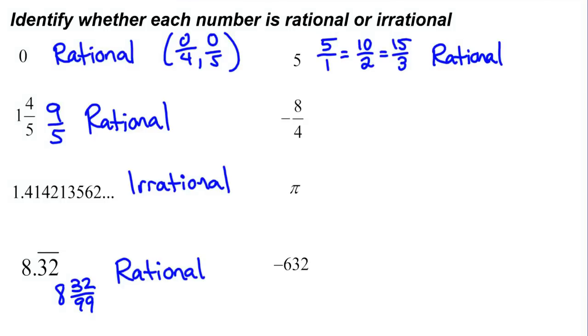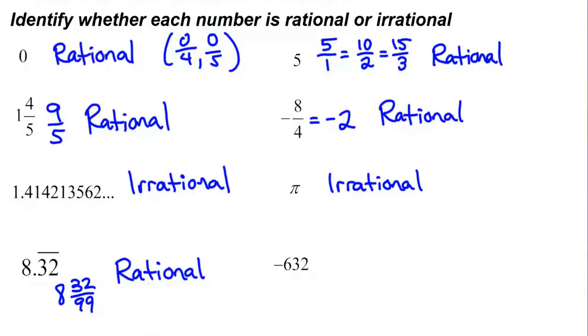Negative 8 fourths. Well, that's already written as a fraction. It can be simplified to negative 2 or negative 2 over 1. Either way, it can be written as a fraction. That's rational. Pi, we just saw on the last slide. Pi is an unending, not repeating decimal value that is irrational. And negative 632. Well, negative 632 over 1 is a fraction that is rational. If it can be written as a fraction, it's rational.